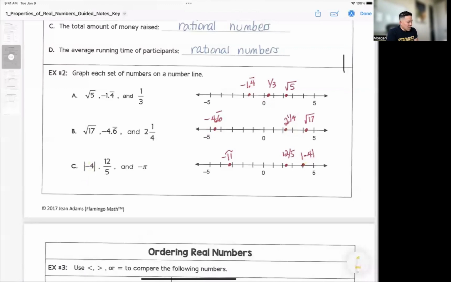Which is why our dot's right here. The next one, 12 over 5. Again, if you're struggling, put it into your calculator. It's 2.4, so it's in between 2 and 3. So find out right there. And then lastly, negative pi. So if you're unsure again, calculator, pi is 3.14 about. So it's going to be just a little bit past negative 3. This is negative pi. Put my dot.